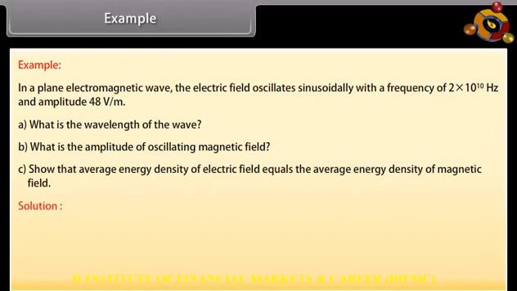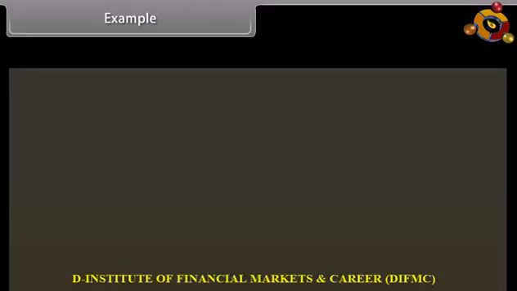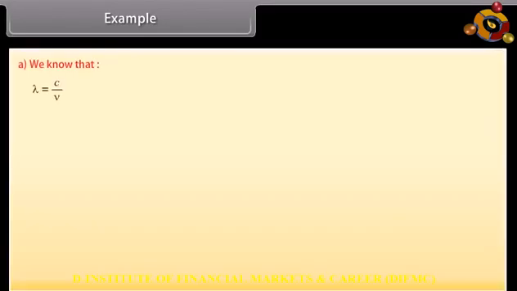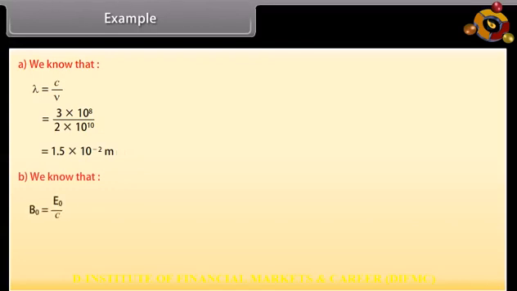Let's see the solution. Given values are nu, which is equal to 2 × 10^10 Hz, E0 equals 48 volt per meter. We know that lambda is equal to c upon nu. By putting and calculating the values, we get the wavelength of the wave, which is equal to 1.5 × 10^-2 meter. We know that B0 is equal to E0 upon c. By putting and calculating the values, we get the amplitude of the magnetic field, which is equal to 1.6 × 10^-7 Tesla.